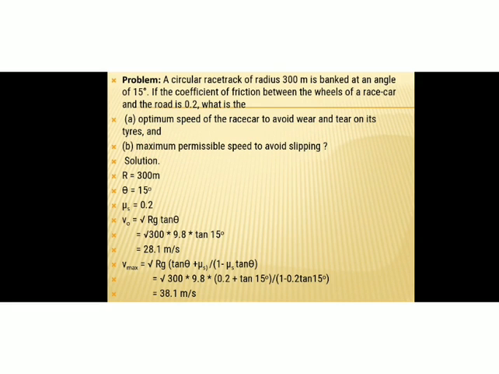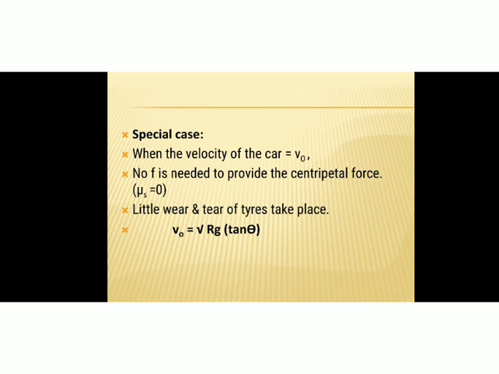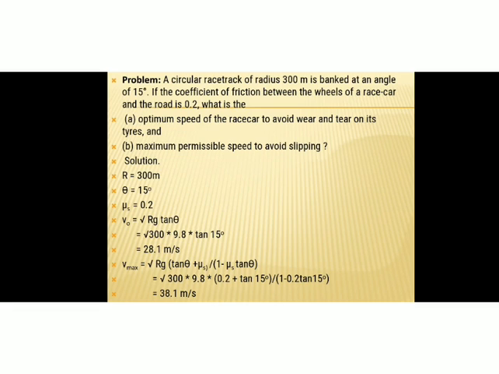Okay, what is the expression for optimum speed? Optimum speed expression is v equal to square root of rg tan theta. So here radius is given 300, g is 9.8, theta is given 15 degree. So just substitute, and the value of tan 15 is obtained from the logarithmic table, Clark's table. From the Clark's table you can easily find out the value of tan 15, and you will get the velocity as 28.1 meter per second.